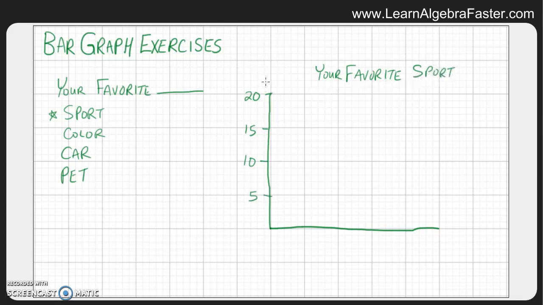Then the vertical axis here, we are showing that here with our numbers. This is how many people. Let's just say that we're in a classroom of 20 people. We want to make sure that that top number is greater than or equal to how many people are in the group that are doing the exercise. And that way, if everyone chooses the same thing, you can still fit it on the graph. So this graph is going to start at 0 and go all the way up to 20.